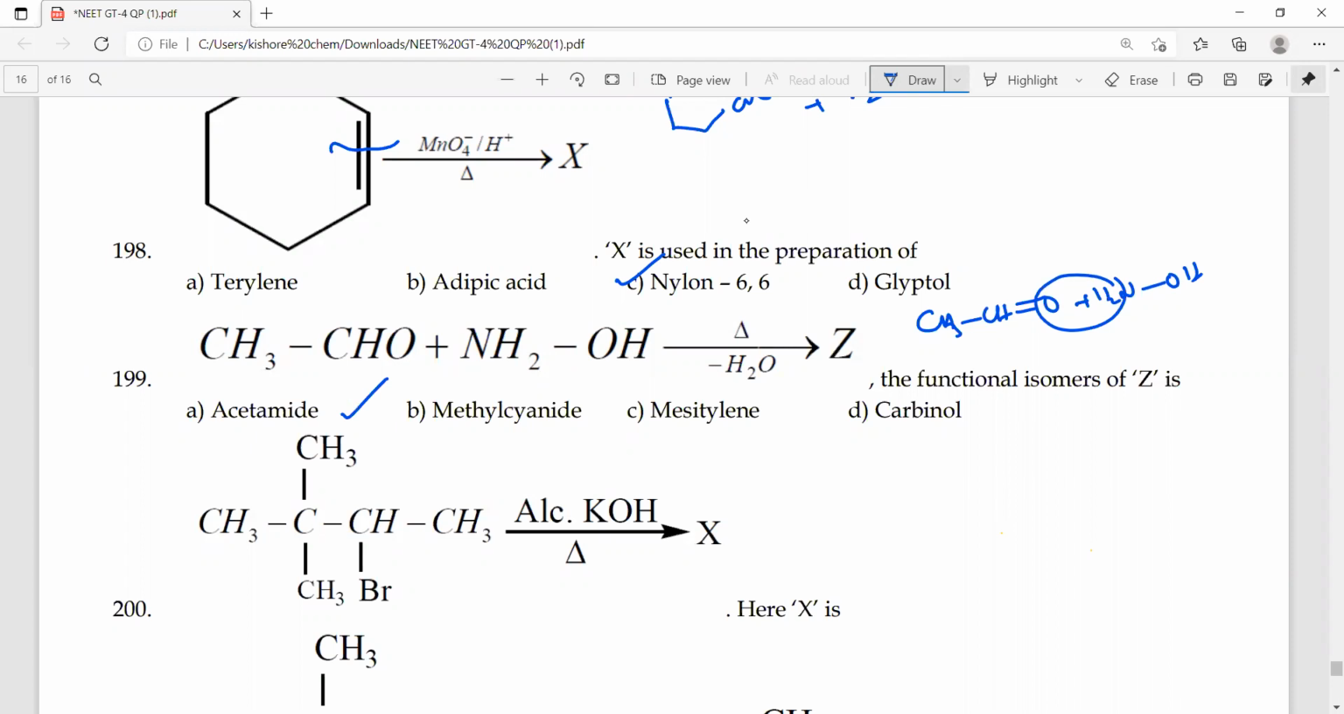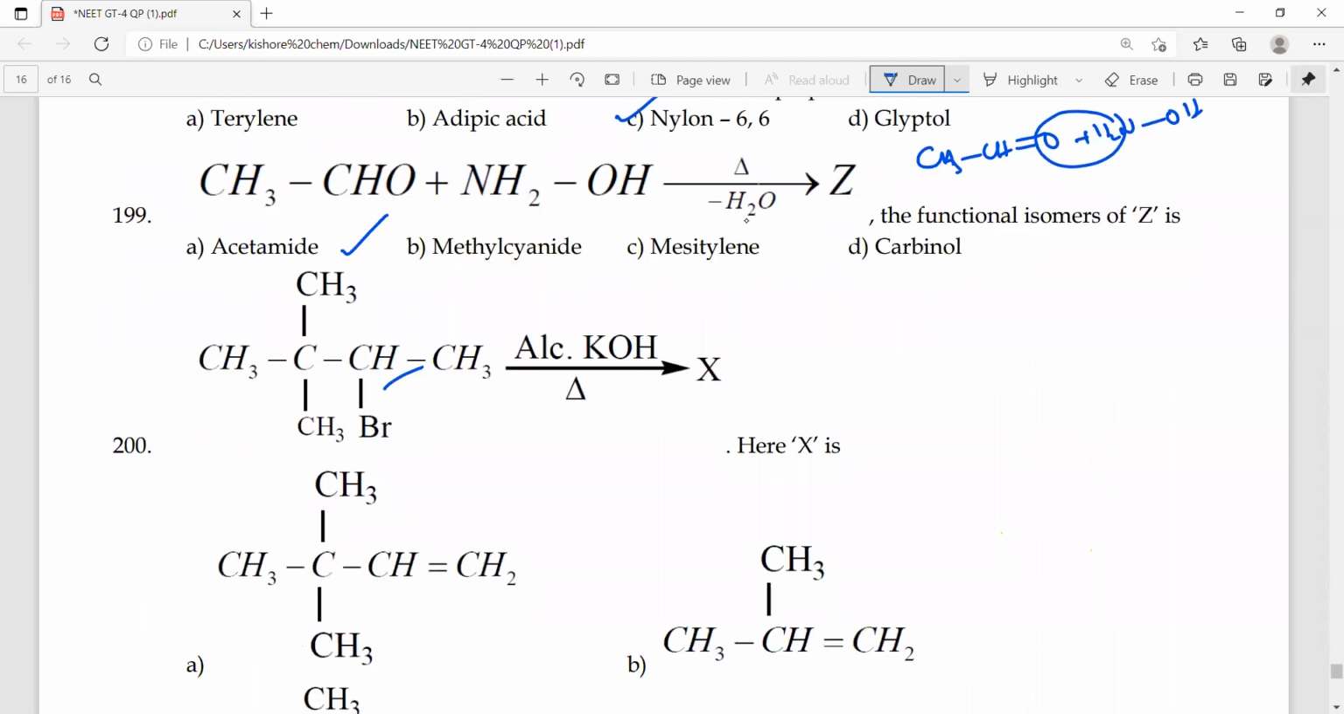Next one, question number 200. In this, with alcoholic KOH, this is the alpha carbon, this is the beta carbon, this is also a beta carbon. On one beta side there is no hydrogen, so this side is having the hydrogen. From the alpha position it loses bromine, from the beta position it loses hydrogen to form A. It is an E2 elimination reaction. If it is an elimination, the methyl shift takes place. Okay, leave now.